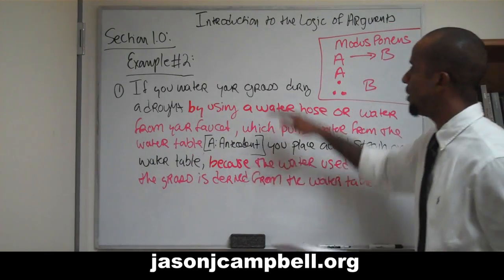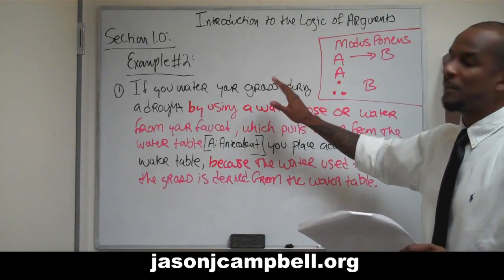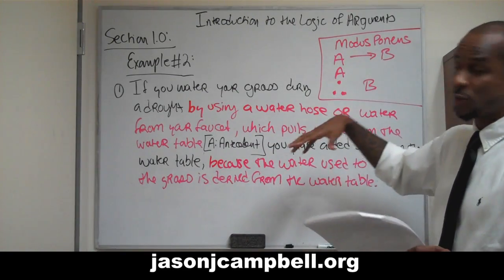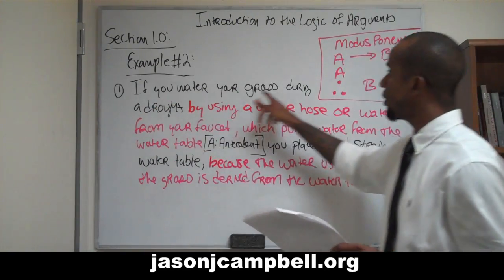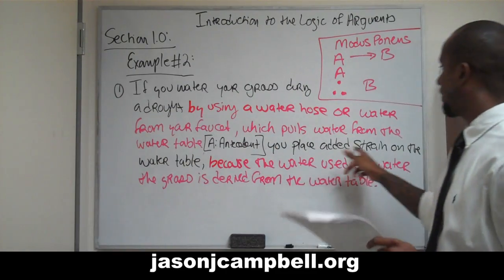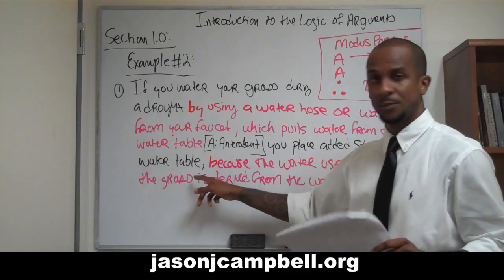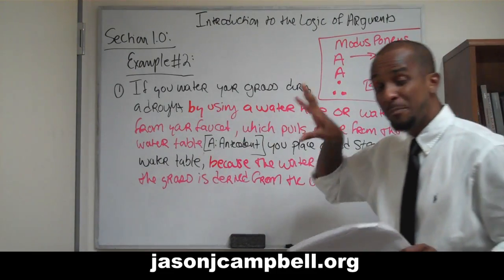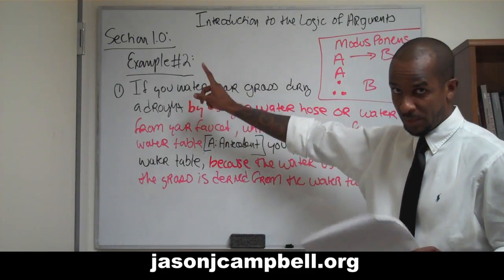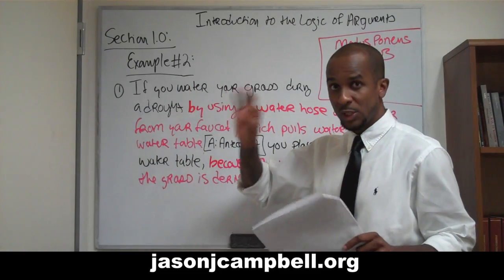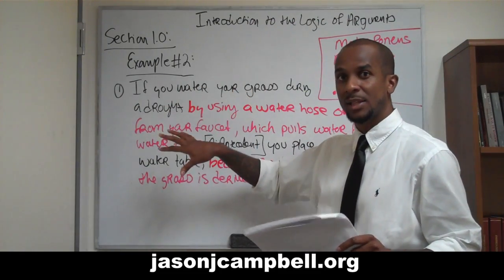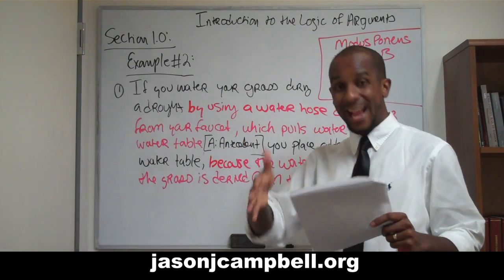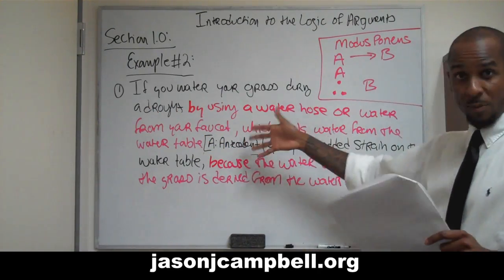Okay. Black, original argument, right? My original appropriation of modus ponens. It initially said, if you water your grass during a drought, you place added strain on the water table. That was initially what we had. That's example 1. So example 1 is embedded in example 2. I'll read that again. The initial example, example 1, is embedded in example 2 to demonstrate that we're satisfying conditions for both example 1 and example 2 in the same argument, right?